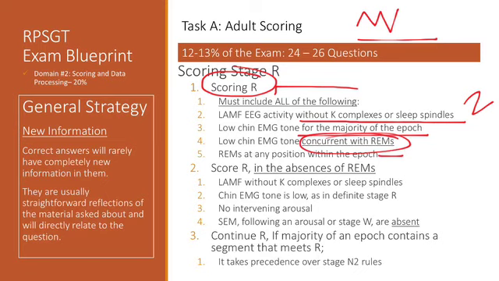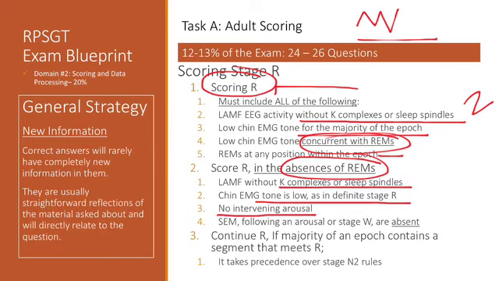Now, how do we score stage R if there are no rapid eye movements associated with that particular epoch? You have the low amplitude mixed frequency without K complexes. That's a must. And then the chin tone is low, as definite as a stage R. Most importantly, there is no intervening arousal, and slow eye movements following an arousal or stage wake are absent. So scenario number one is, how do I score stage R in general? And we went through each of those sections there.